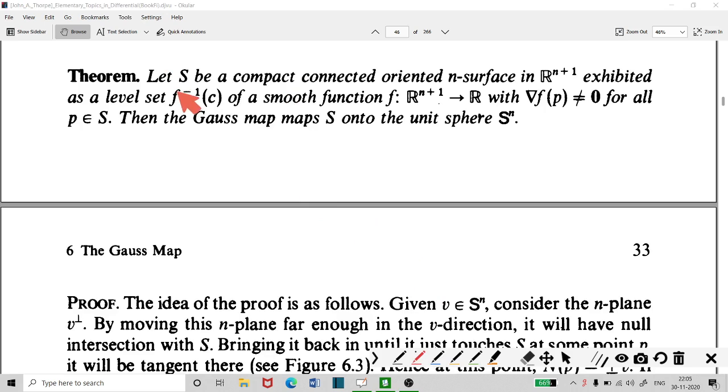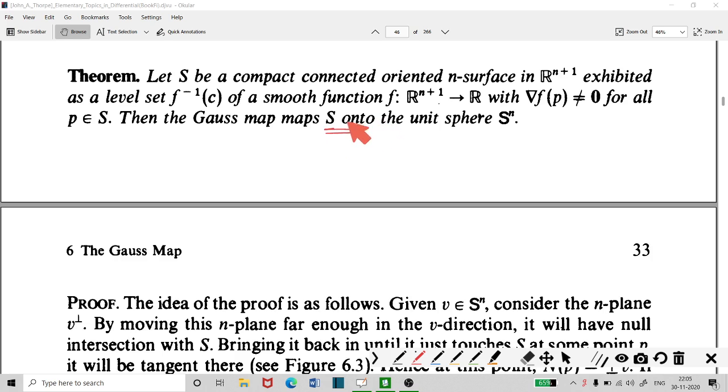Now we have a theorem. Let S be a compact oriented connected n-surface in R^(n+1), exhibited as a level set f⁻¹(c) of a smooth function f from R^(n+1) to R with ∇f(p) not equal to 0 for all p belonging to S. Then the Gauss map maps S onto the unit sphere S^n. Okay, that means this is the sufficient condition for this Gauss map to be onto.